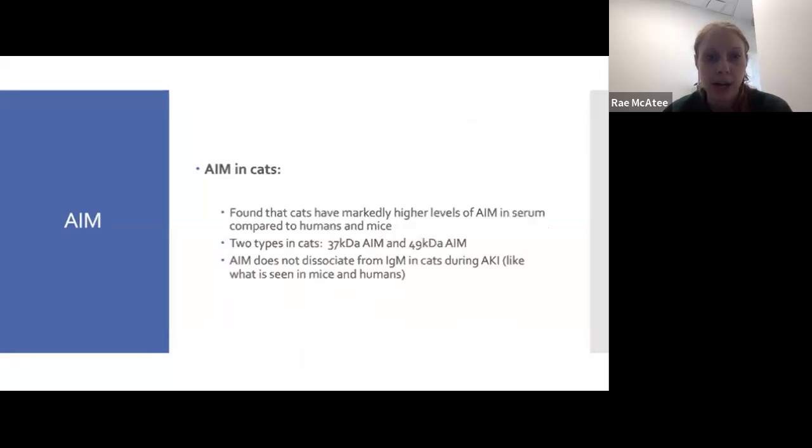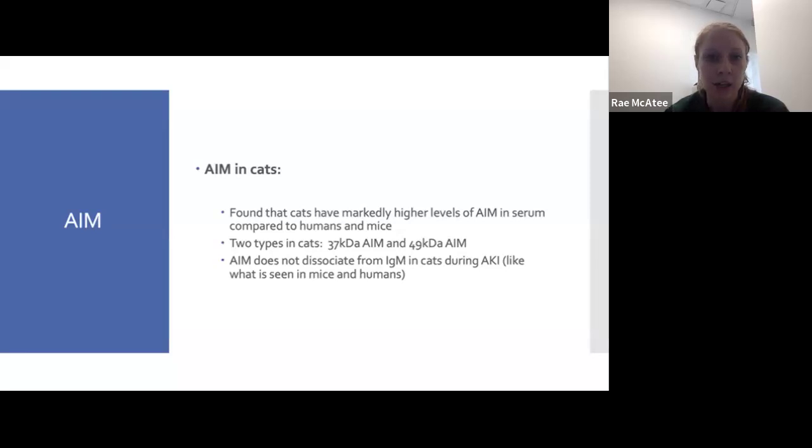And so then they talk about AIM in cats. They found that there's higher levels in the serum as compared to humans and mice. And they also found that there were 2 types. And so the 3 domain and the 4 domain correlated with those different sizes. So the 37 kilodalton is the 3 domain, the wild type, and the 49 kilodalton is the 4 domain or the variant.